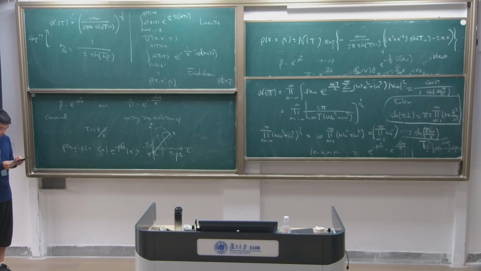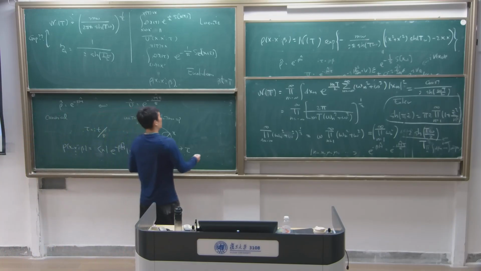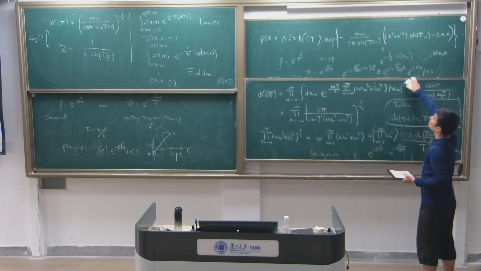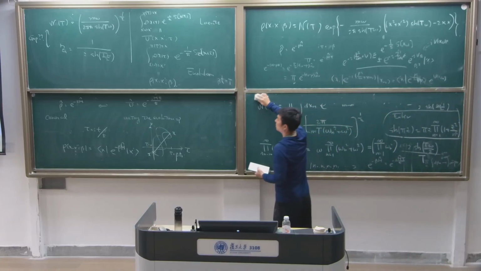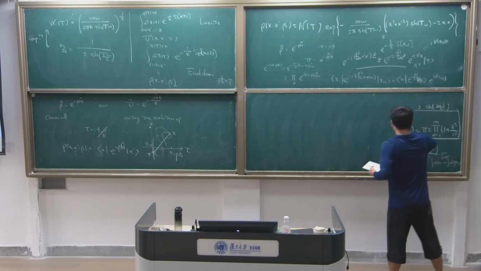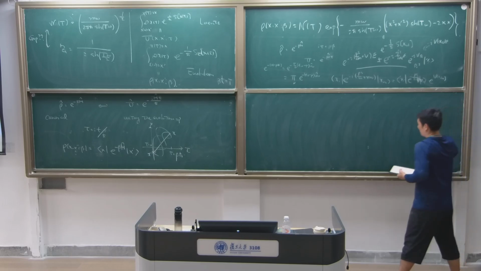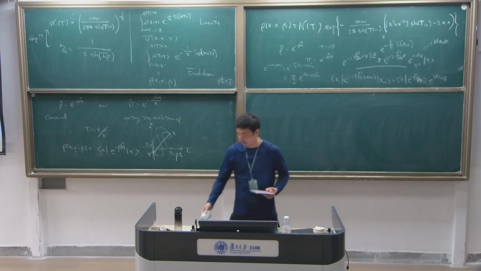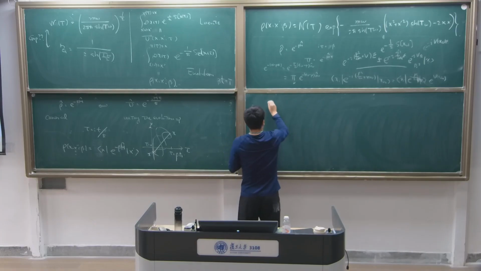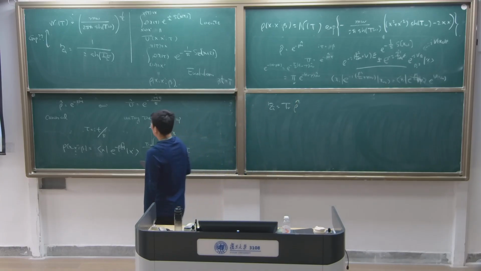Moreover, what's important is that when you consider the partition function of the system, the partition function is Z equal to the trace of rho hat.